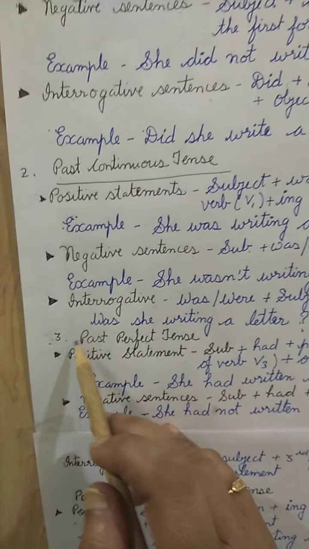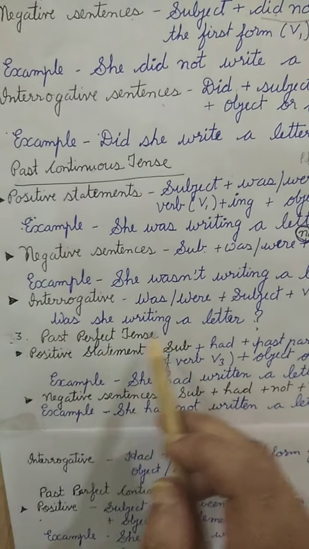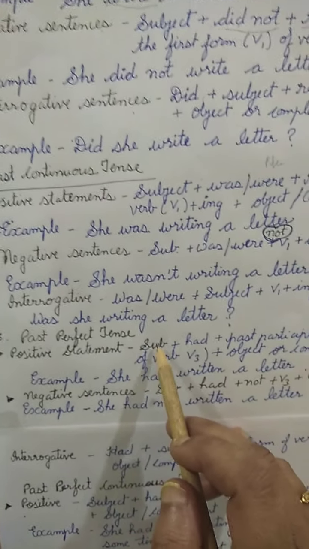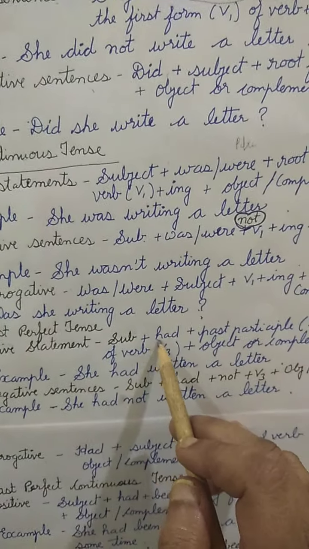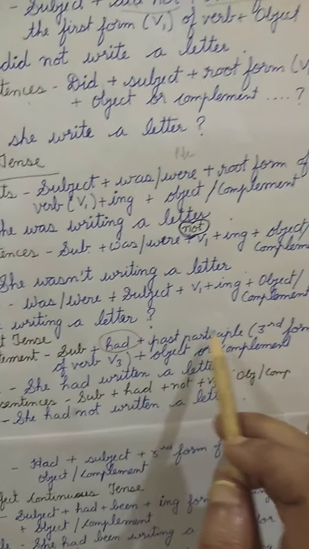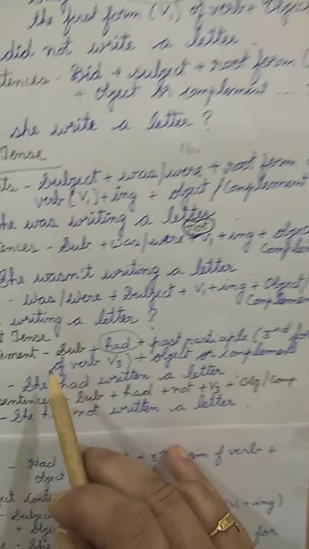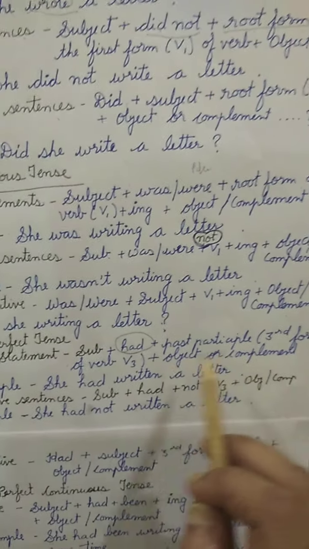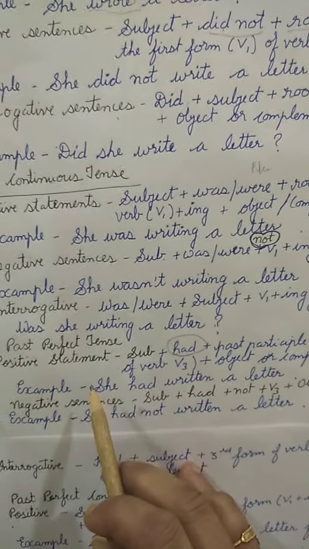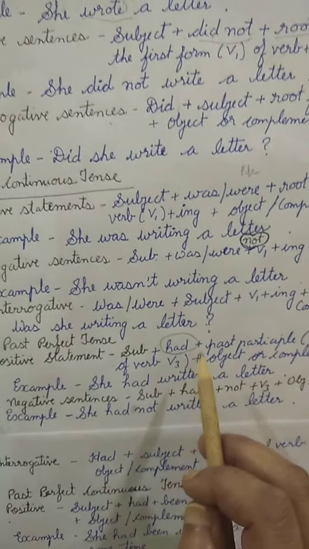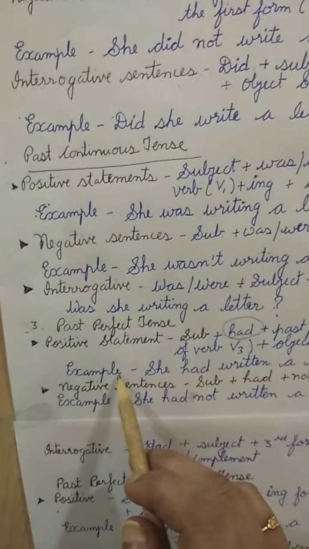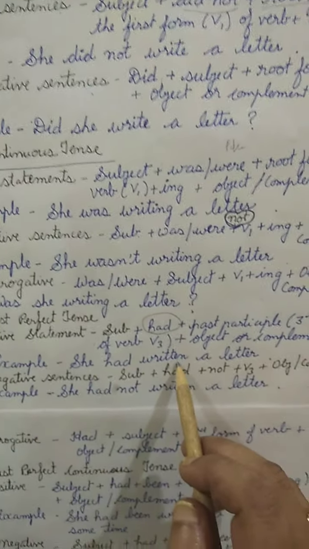Let's see past perfect tense. In positive statement, the construction is subject plus had plus past participle or the third form of verb plus object or complement. When we speak of the verb write, the third form is written. Write, wrote and written. So example, she had written a letter.